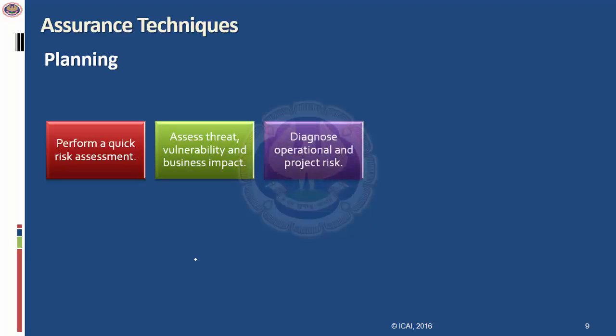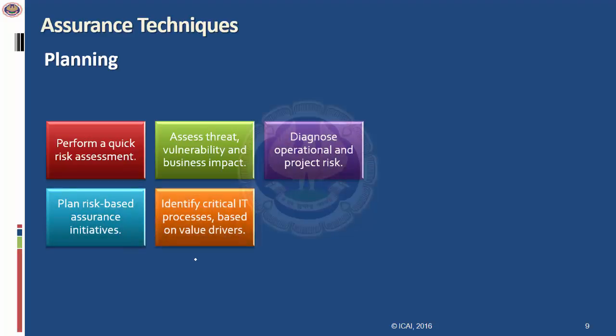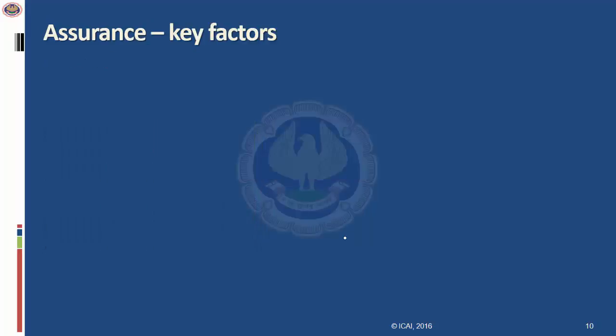Assurance techniques, we discussed earlier. So you do planning, you perform a quick risk assessment, you assess the threats, vulnerability and the business impact, determine the risk pertaining to the project, and plan risk-based assurance initiatives. You also identify the critical IT process based on value drivers and also assess how well the controls are implemented and what is the process maturity of the organization.